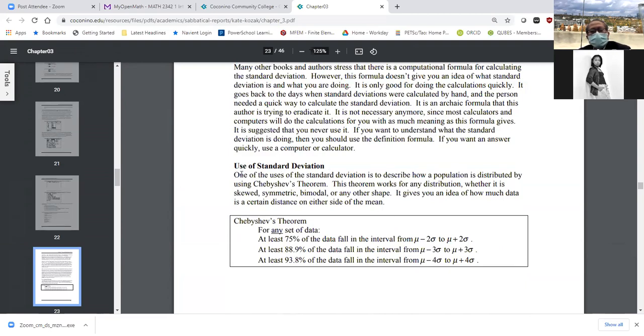So this is another use of the standard deviation here. One of the uses of standard deviation is to describe how a population is distributed by using the Chebyshev theorem. This theorem works for any distribution, whether it is skewed, symmetric, bimodal, or any other shape. It gives you an idea of how much data is a certain distance on either side of the mean.